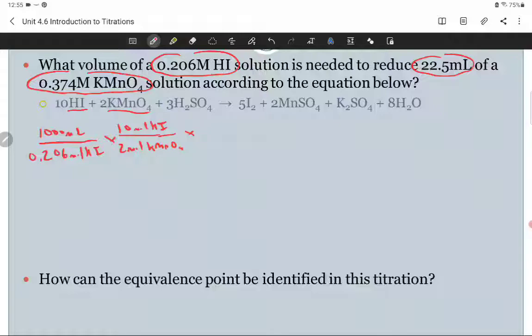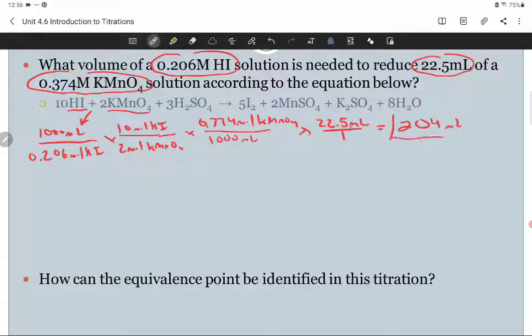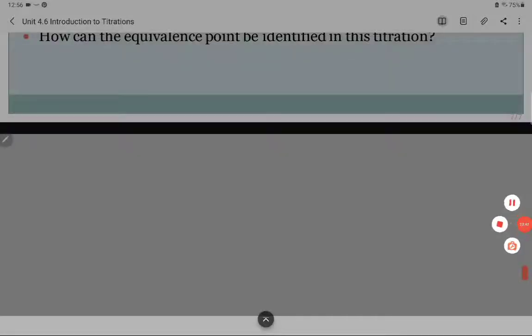And then we have a molarity of potassium permanganate. And we have a volume. So I think all of our units are going to cancel except for this initial volume of the HI solution. And I think it's going to be a pretty big number here when you multiply and divide all that. And there you go. And that might be, yeah, that's it for titrations.